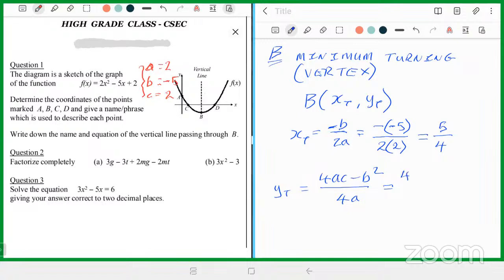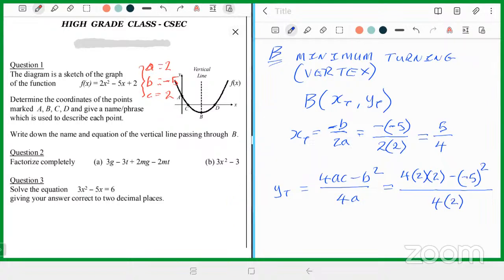All right, let's put in the values. It is 4 times a. The a from over here is 2. So 4 times 2 times c. The c is 2 again. And then we are subtracting b squared, and the b is a negative 5. So we're subtracting a negative 5, squared. And you're dividing all of that by 4 times a. And the a again is 2 right here.